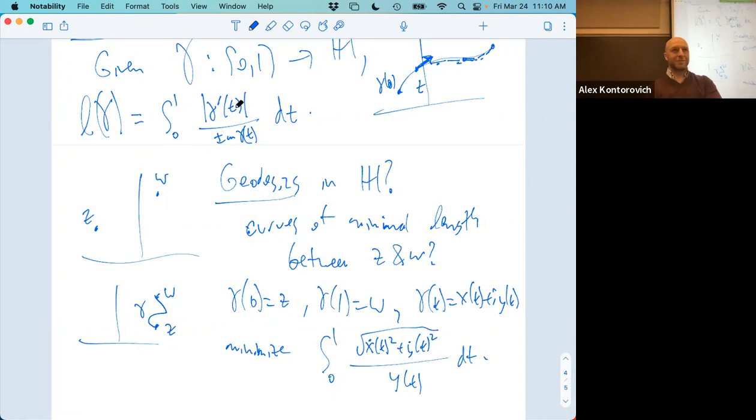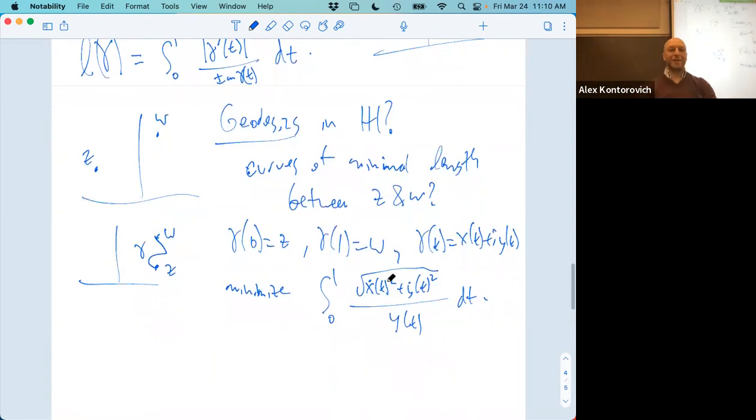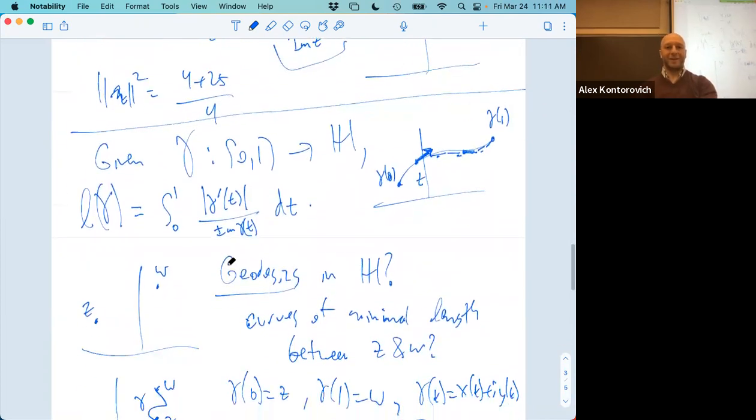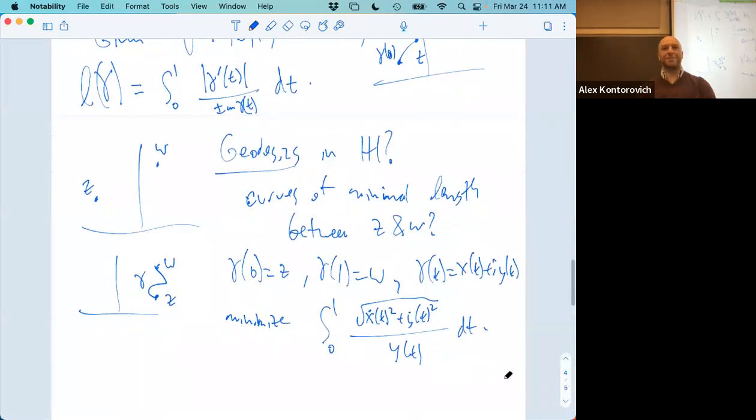Same thing. You're minimizing this over all differentiable curves from z to w. How many of these are there? Uncountably many. But the question is, how do we minimize this? Well, I claim that one thing you could do is make the derivative in x 0. The quadratic form is y squared, and the length is the square root of the quadratic form. So this is y in the denominator.